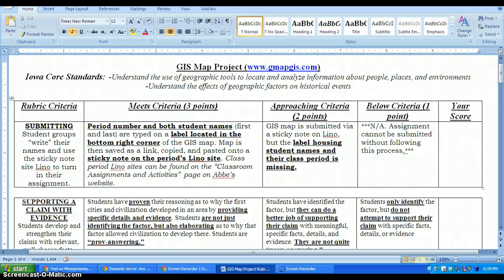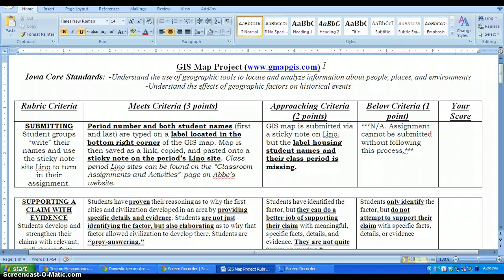All right, so I just kind of want to introduce to you the next little in-class project you will be doing with a partner. And it involves this program called GMAPGIS.com. And GIS just stands for Geographic Information Systems. It's just a fancy way of saying you have different map layers and you can show different things with each layer.